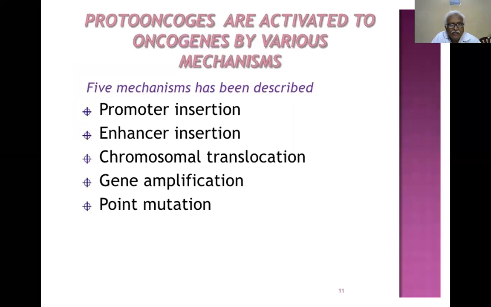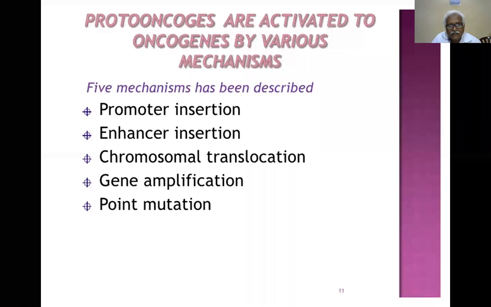So there are 5 mechanisms. The proto-oncogenes are activated to oncogenes by various mechanisms, and the 5 mechanisms are described: promoter insertion, enhancer insertion, chromosomal translocation, gene amplification, and point mutation. These are the 5 mechanisms by which proto-oncogenes are activated to oncogenes.